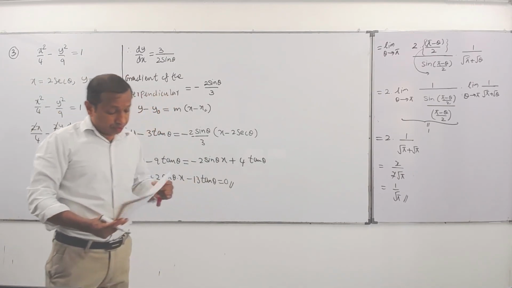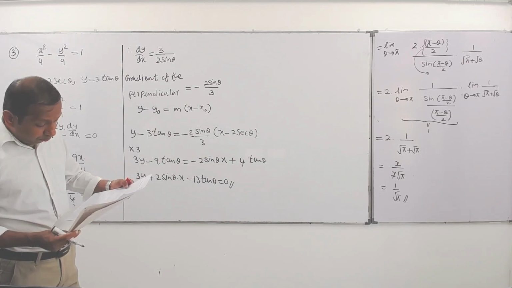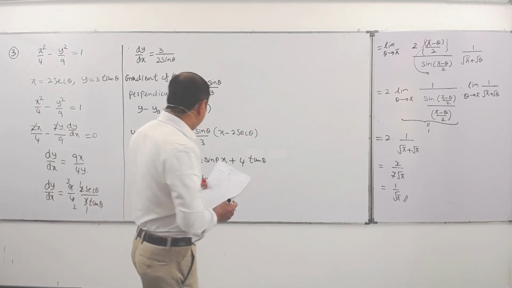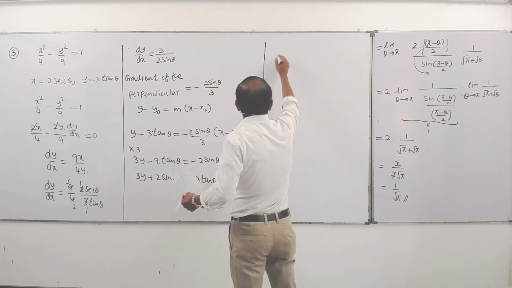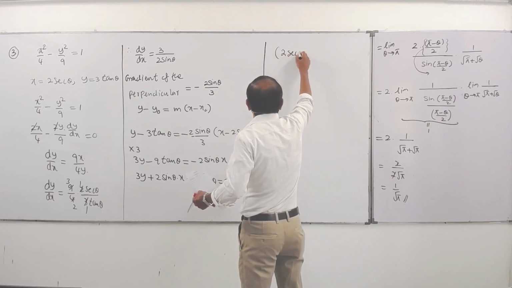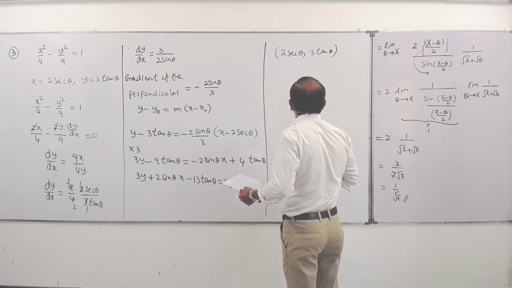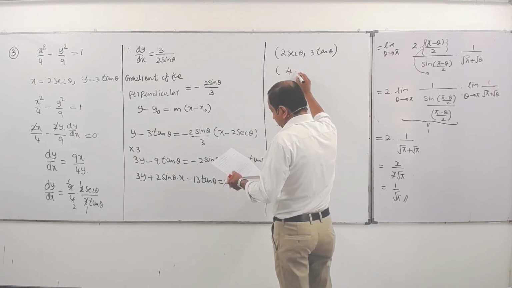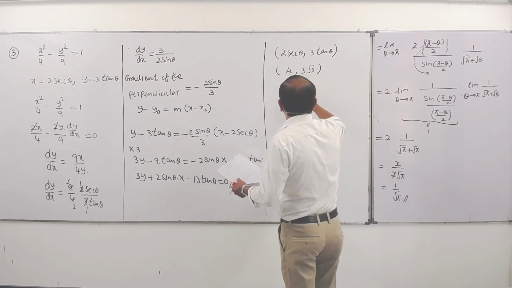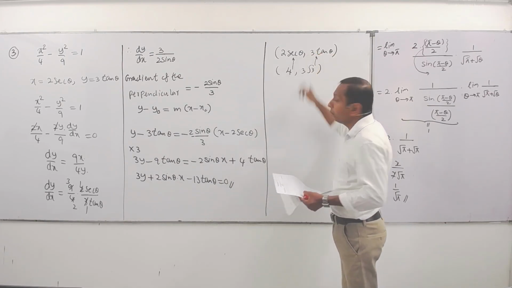Now what is asked next? The next part is also to find the equation of the perpendicular drawn to the hyperbola at the point 4, 3 root 3. For any point on the hyperbola using parametric coordinates, the x coordinate we can write as 2 sec theta, the y coordinate is 3 tan theta. Now we are given the point as 4 and 3 root 3. So by comparing this x coordinate or this y coordinate with these two, you can find theta.